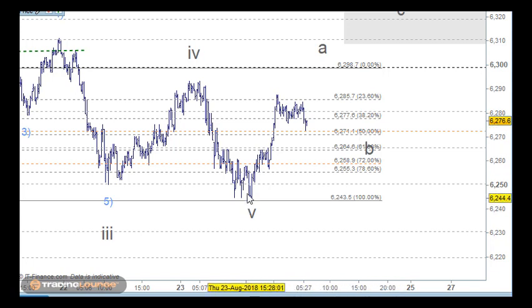But yeah, if we get that 5 waves here, then after a correction, we're going to get the next 5. So I'll leave that at that. We'll have a look at China and Hong Kong.